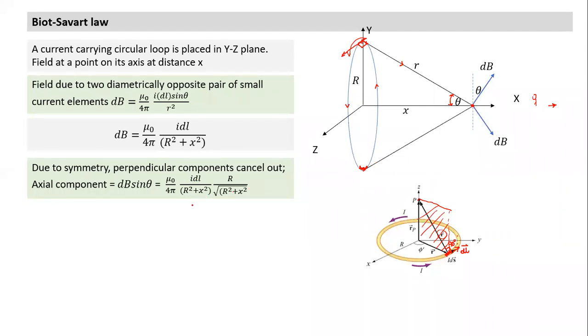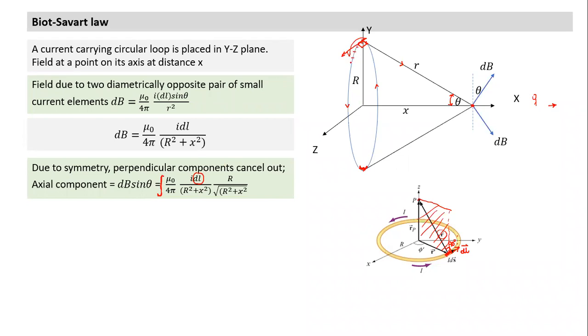So if we integrate, which term will change before we start integrating? Suppose I have to take the integration of this term. Is x a constant here? X is a constant. R is also constant. Nothing is varying here. What is the variable term here? Only dl. So all the small dls we keep adding up.